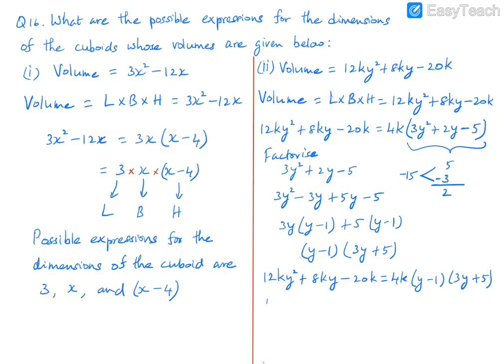So we can say that the dimensions of the cuboid are 4k is one of the dimensions, y minus 1 is another dimension, and the third dimension is 3y plus 5. Okay, so now we have seen all the different ways in which we can use the algebraic identities to solve algebraic expressions, to evaluate or compute certain calculations, and also to factorize algebraic expressions.